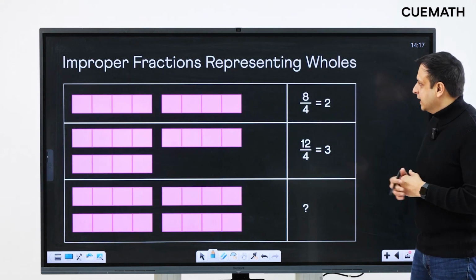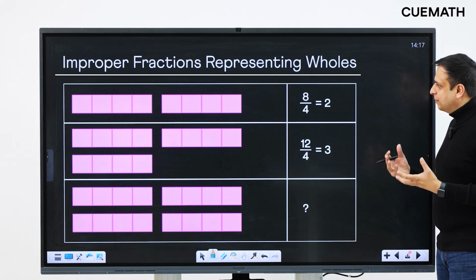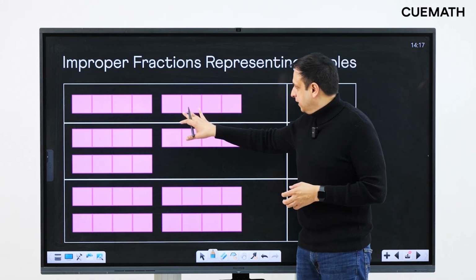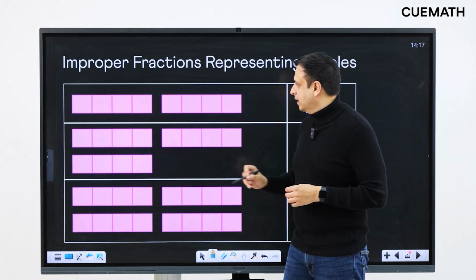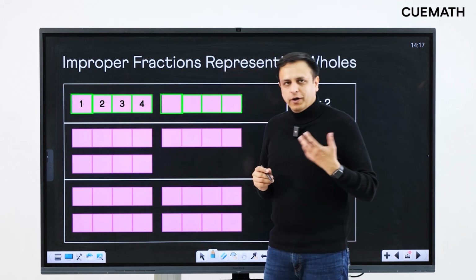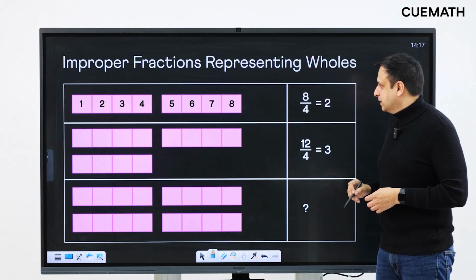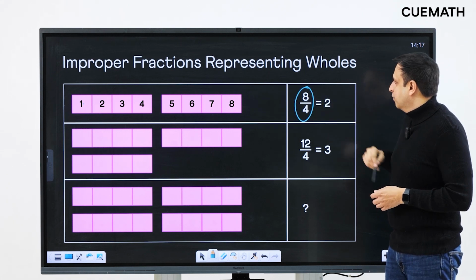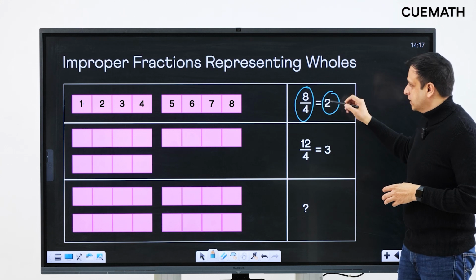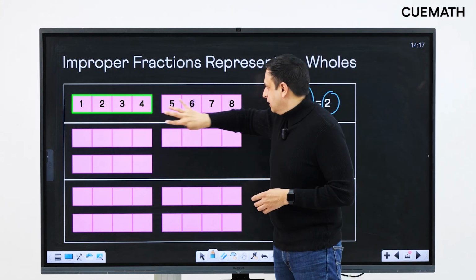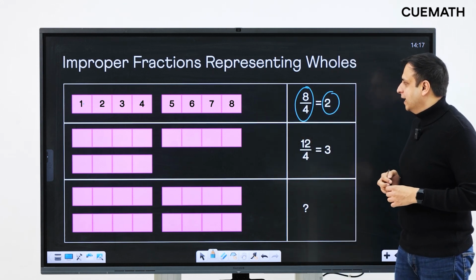Alright, now let's take a look at these pictures where we have improper fractions representing wholes. This first picture has 2 wholes, 2 bars. Each of those bars has been divided into 1, 2, 3, 4 equal parts and 8 parts are shaded, and therefore this picture represents the improper fraction 8 over 4, which is also equal to 2 wholes. As you can see here, this is 1 whole, this is 1 whole. So we have 2 wholes in total and we can write this as the improper fraction 8 over 4.